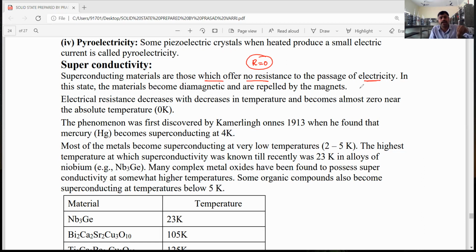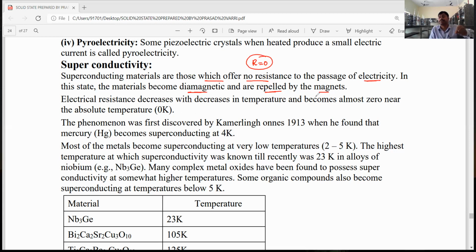That state is known as the superconducting state, and it exists due to the presence of paired electrons only. So those materials become diamagnetic in nature. All superconducting materials are diamagnetic, repel magnets, and are repelled in an external magnetic field. Superconducting materials are materials which pass electricity with resistance 0.